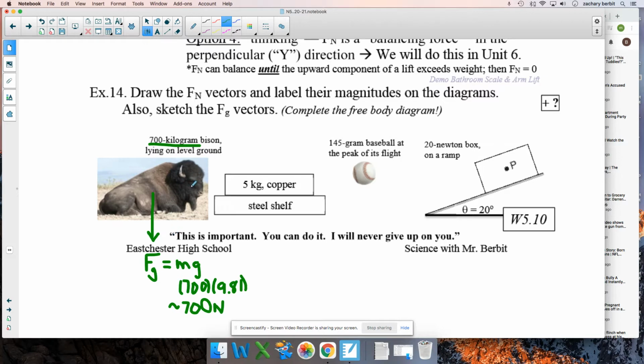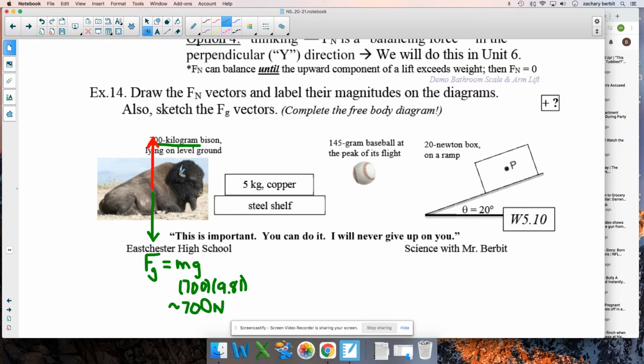Okay, now here's the thing. If this were the entirety of the picture, the bison would not be lying on level ground. The bison would be accelerating downward. And if you recall, the acceleration downward matches the gravitational field strength if you are in free fall. So this bison should be accelerating downward at 9.81 meters per second squared. But in fact, it's sitting at rest. The only way it's sitting at rest is if there is some other force balancing this downward force. There must be an upward force of the same length.